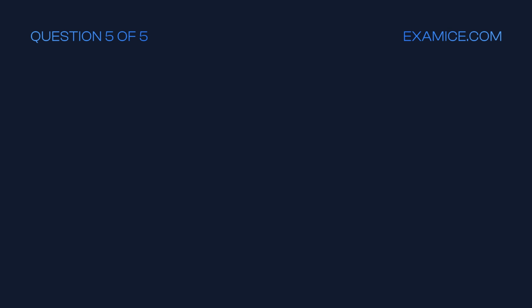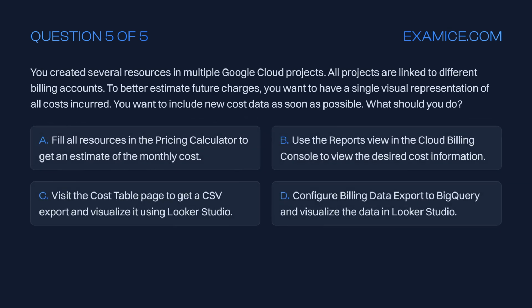Question 5. You created several resources in multiple Google Cloud projects. All projects are linked to different billing accounts. To better estimate future charges, you want to have a single visual representation of all costs incurred. You want to include new cost data as soon as possible. What should you do?